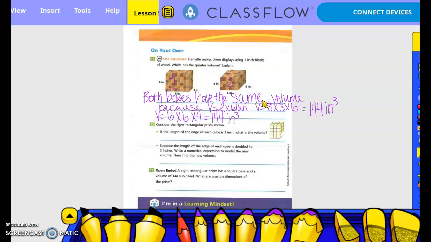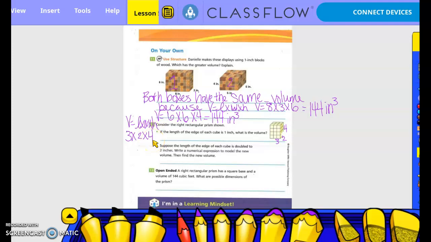Okay. All right. Number 12, consider the right rectangular prism shown. If the length of the edge of each cube is 1 inch, what is its volume? So what's my formula? Volume equals length times width times height. Okay, what's the length? 3. And then this one kind of has a hole in it, but what's the width? 2. And the height is 4. So we would do 3 times 2 times 4 if we plugged our numbers back in.